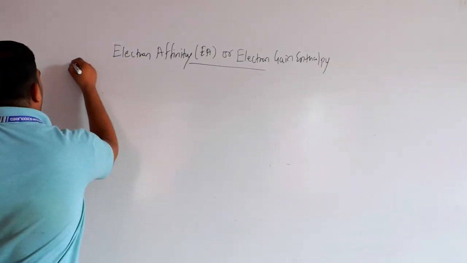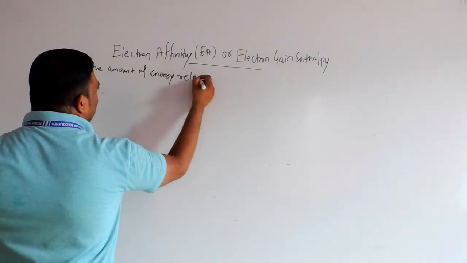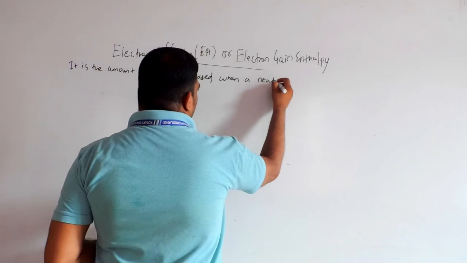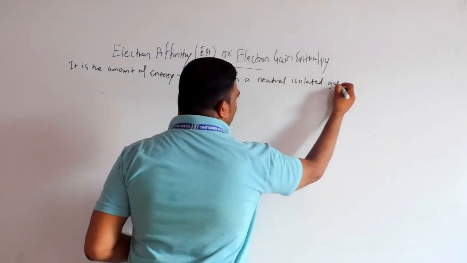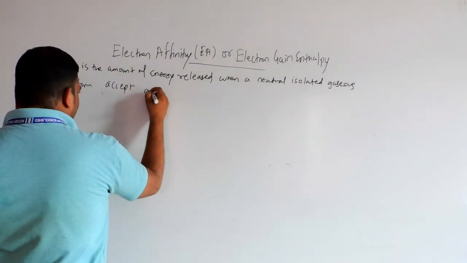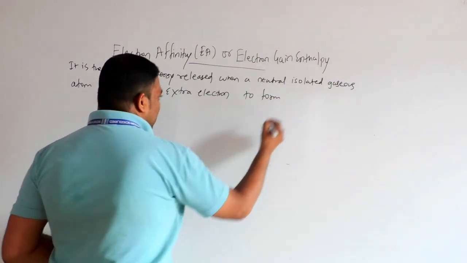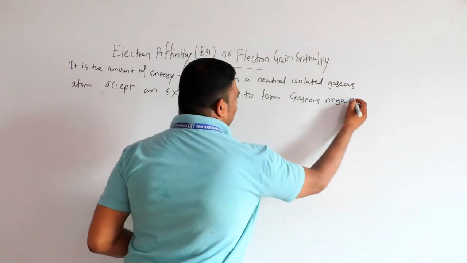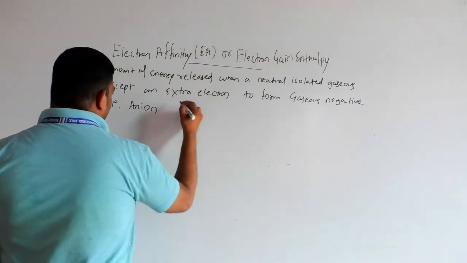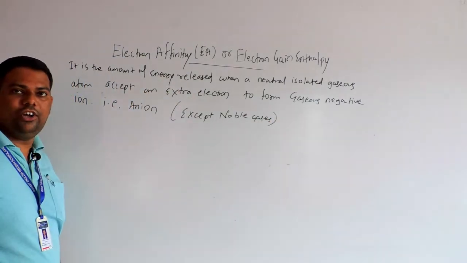So first we will discuss the definition. It is the amount of energy released when a neutral isolated gaseous atom accepts an extra electron to form a gaseous negative ion, that is, an anion. Except, beta, noble gases. This is called your electron affinity or electron gain enthalpy.